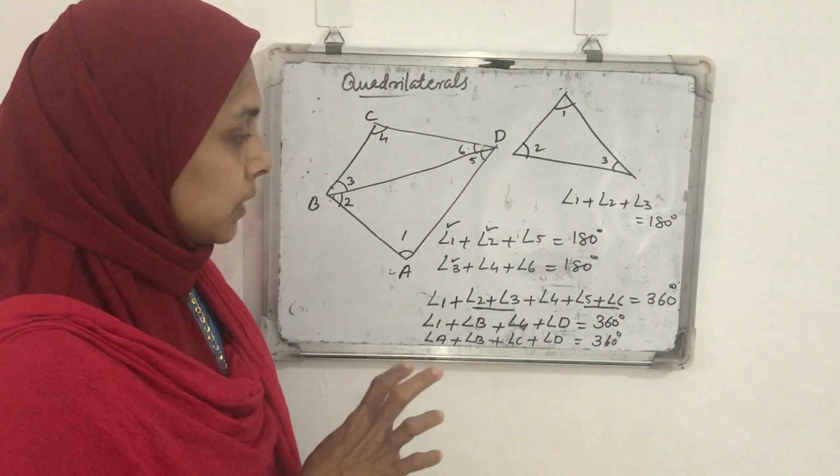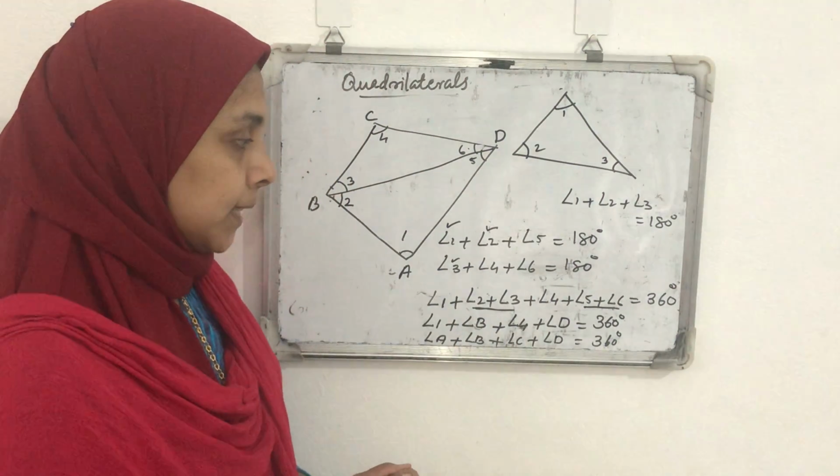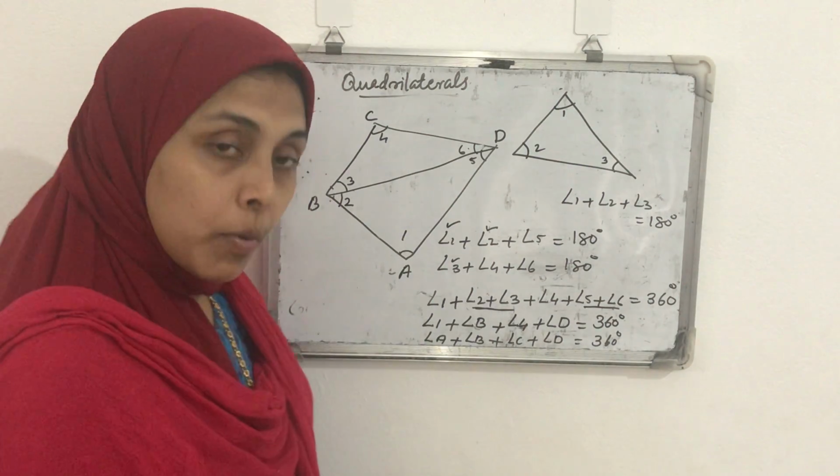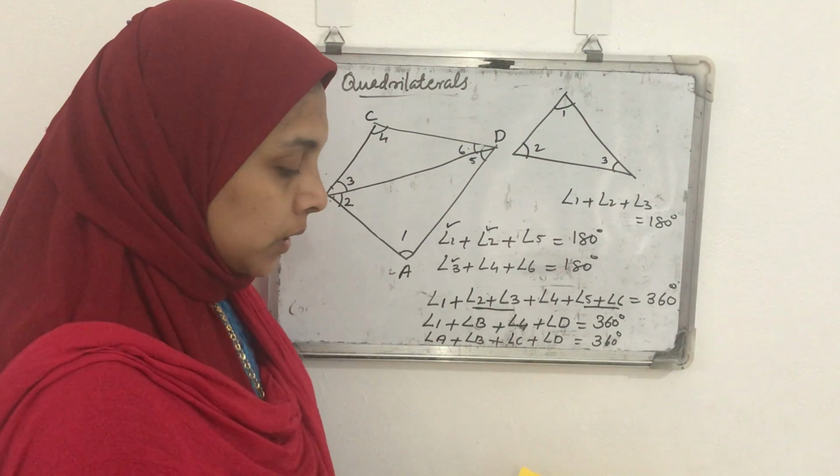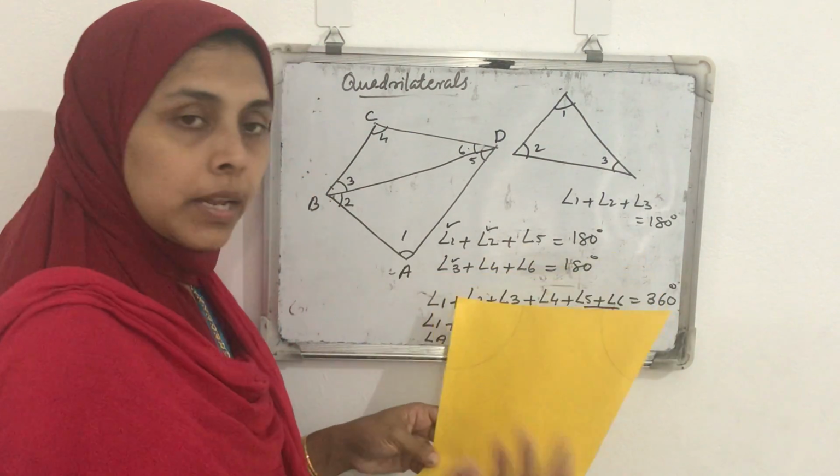Another way is also there for the proof that the sum of the angles of a quadrilateral is 360 degrees, that we can do by doing one activity. Take any two quadrilaterals, that I will show in another class.